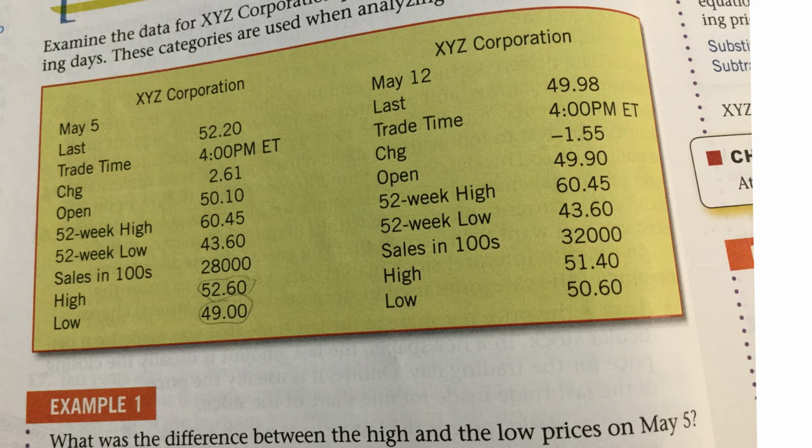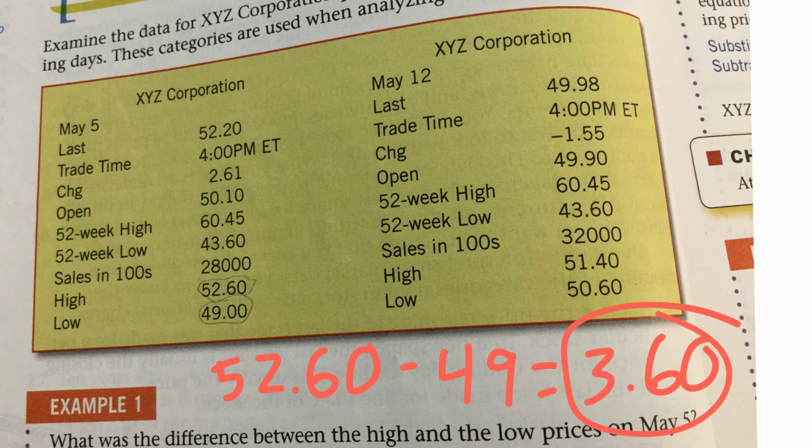Question 1 here. What was the difference between the high and low prices on May the 5th? So all I have to do is look. On May the 5th, the high price was $52.60. The low price was $49. To find the difference, I subtract the low from the high: $52.60 minus $49 gives $3.60. So the share oscillated $3.60 on that one day, from its highest price to its lowest price. Any questions about how I did that?